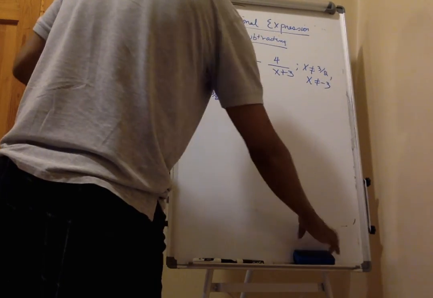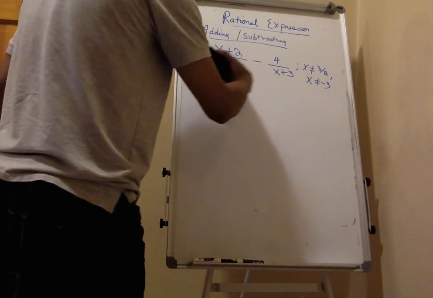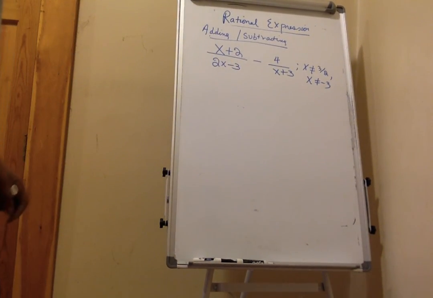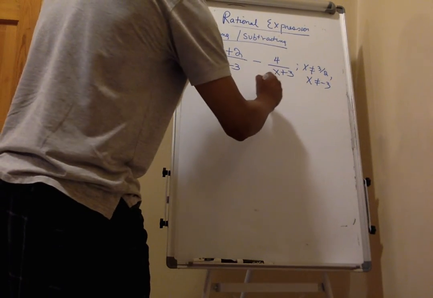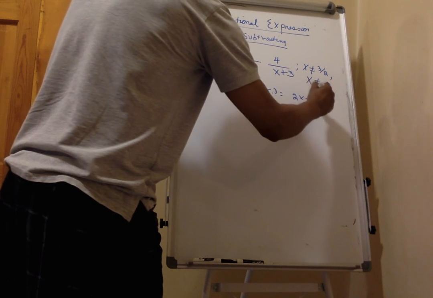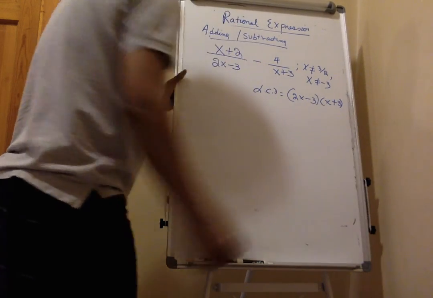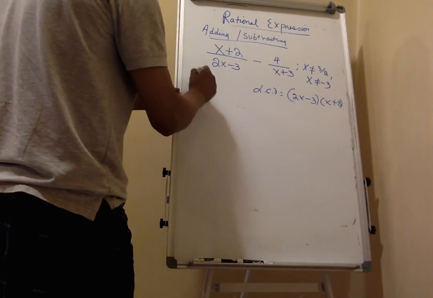So once we get that out of our way, these two have nothing in common. If they have nothing in common, just the product of the two would be your least common denominator. So the least common denominator here is 2x minus 3 and x plus 3. Okay. Once you do that, let's rewrite the first expression.